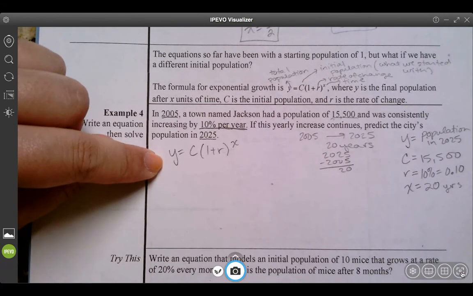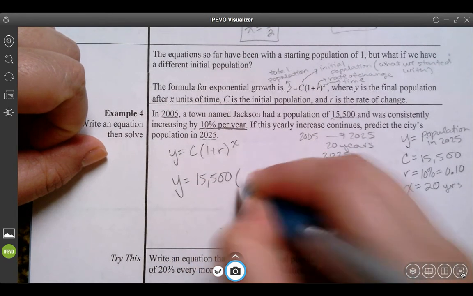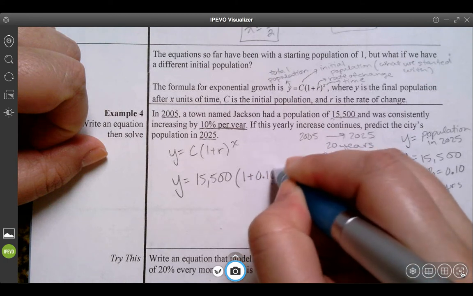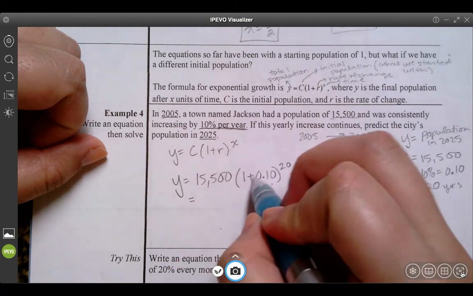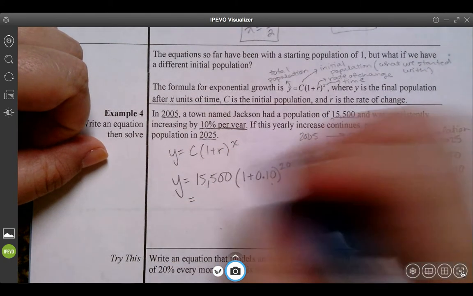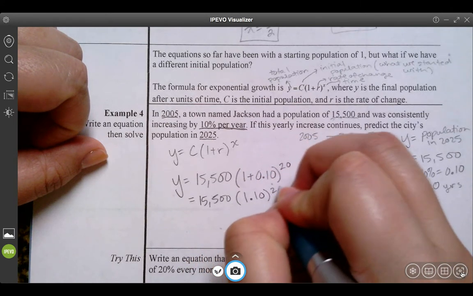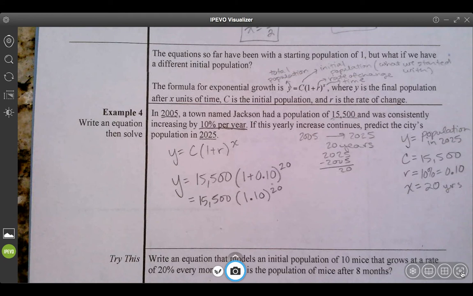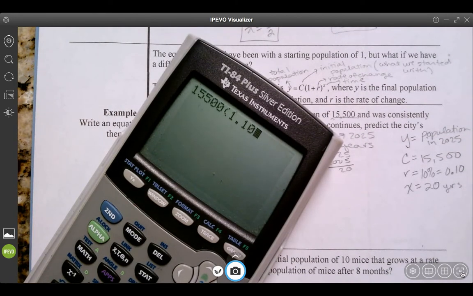So I'm going to start substituting into this function. Y equals 15,500 times 1 plus 0.10 raised to the 20th power. Simplifying, I can complete the operation that's in the parentheses. 15,500 times 1.10 raised to the 20th power. From here, I'd put it into a calculator. So I'm going to do 15500 times 1.10 raised to the 20th power.